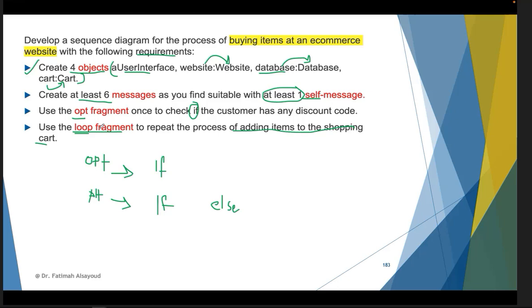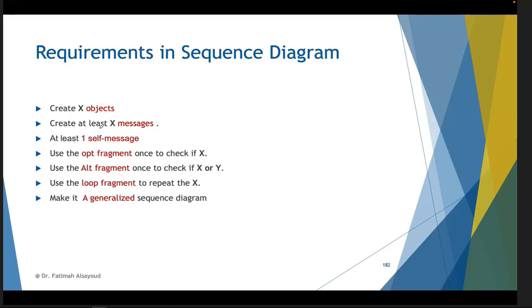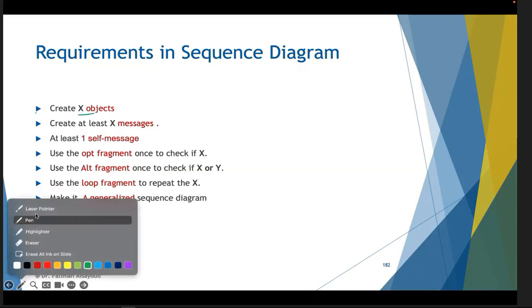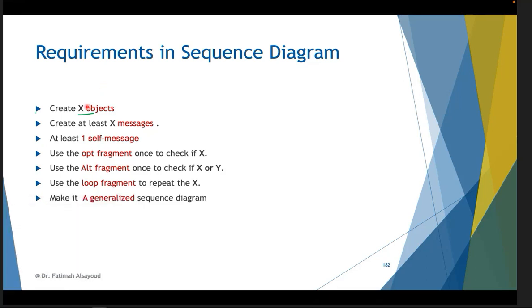But based on what we have in the units, we can extend those requirements. We can think of more requirements. So the requirement could be about a number of objects. It can be about a number of messages. It can be about a type of message. Meaning they may tell us 6 messages, 8 messages.